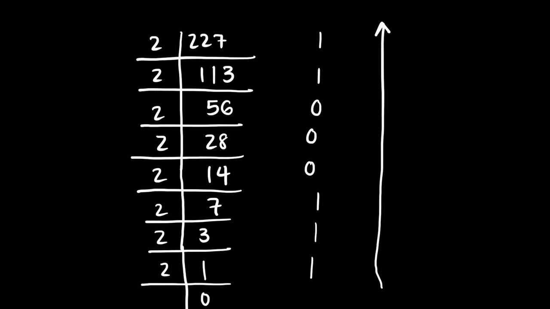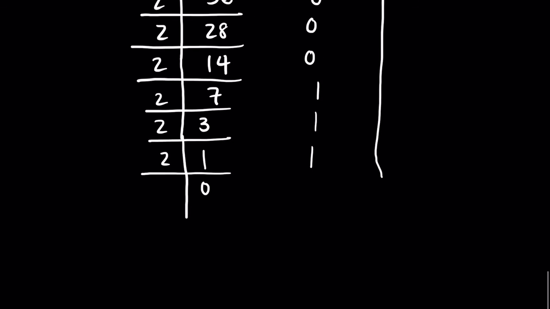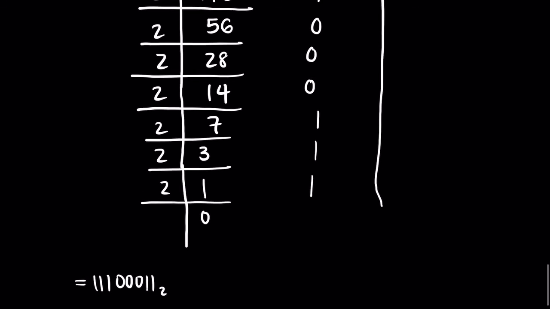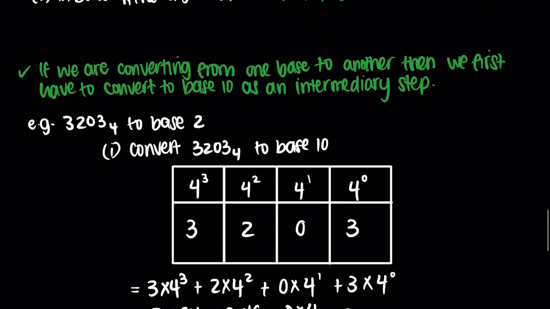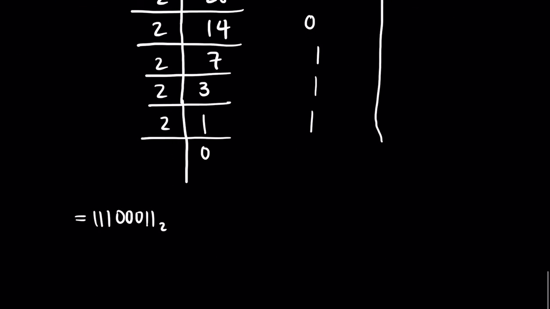And now, reading from the bottom up, the answer is 11,100,011 base 2. And so 3,203 base 4, written as a binary number, is 11,100,011 in base 2.